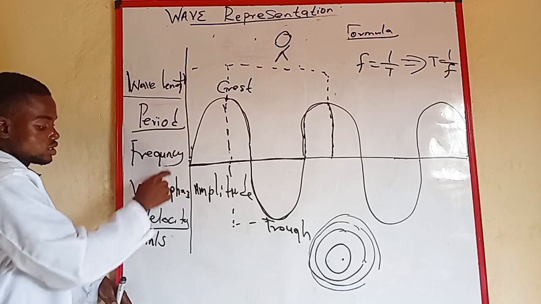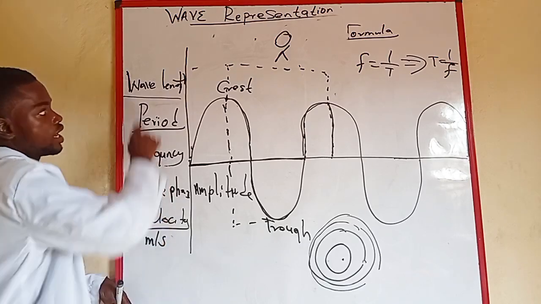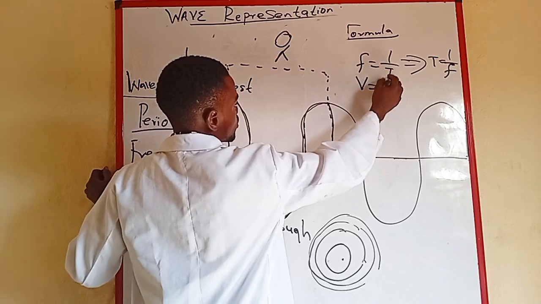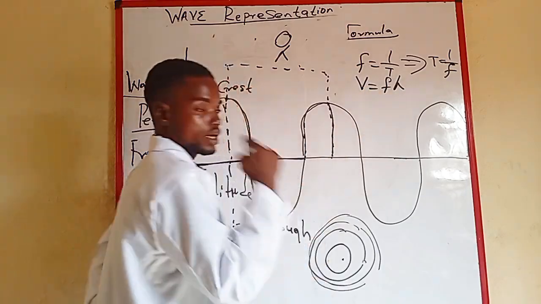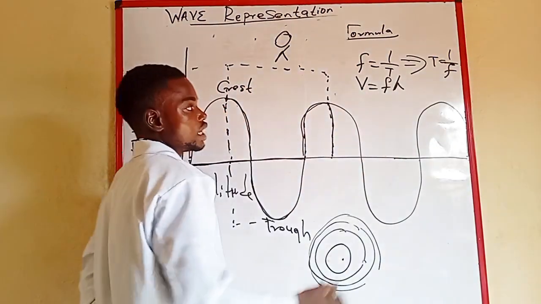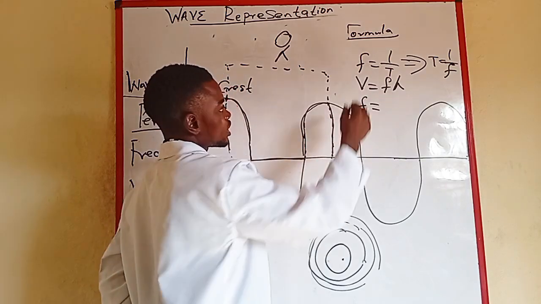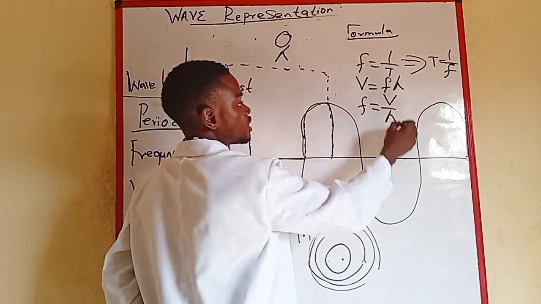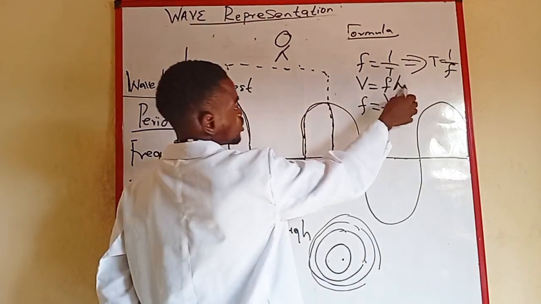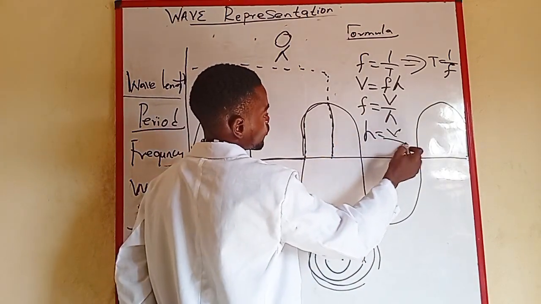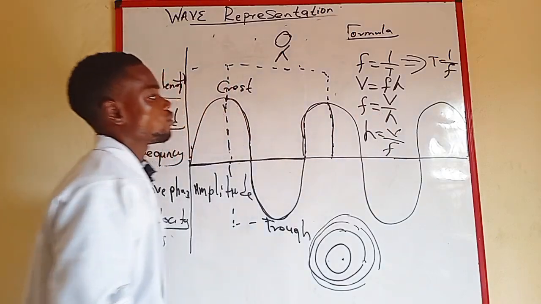Relationship between frequency, velocity, and wavelength. Velocity is equal to frequency multiplied by lambda, which is the wavelength. Now, frequency can also be written as velocity over lambda, making frequency the subject of the formula. Also, lambda can be represented as V over frequency, making lambda the subject of the formula.